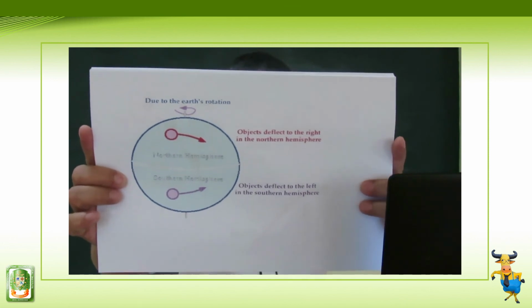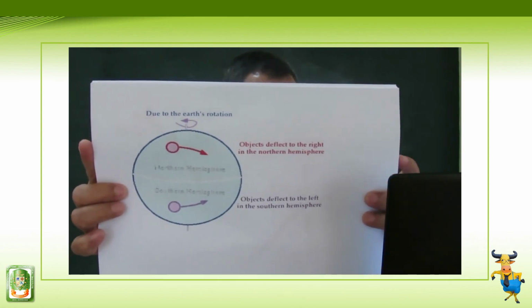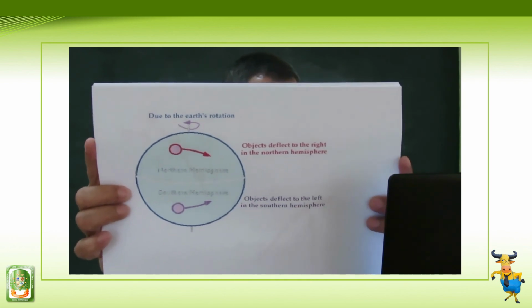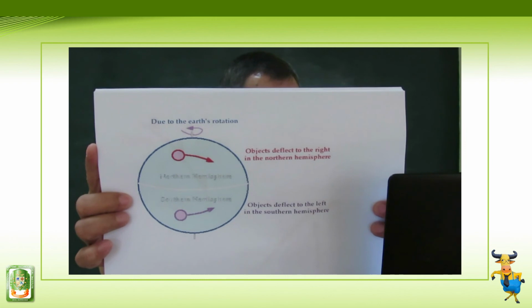As air moves from high to low pressure in the northern hemisphere, it is deflected to the right by the Coriolis force. In the southern hemisphere, air moving from high to low pressure is deflected to the left by the Coriolis force. Due to the Earth's rotation, objects are deflected to the right in the northern hemisphere and to the left in the southern hemisphere. The Coriolis force is zero right at the equator.